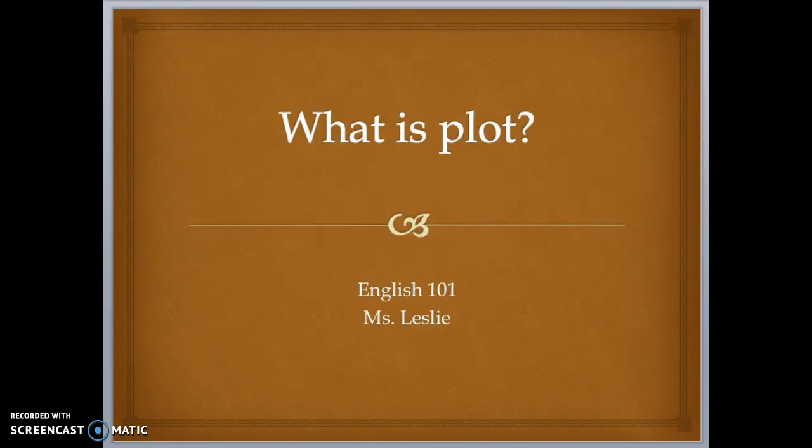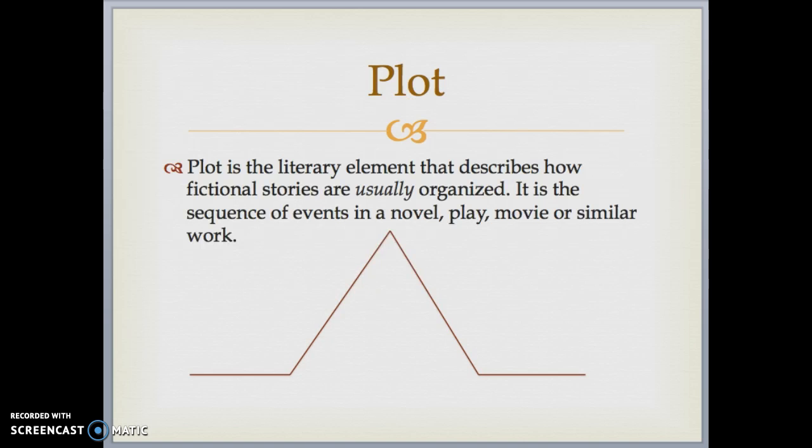This week we will be learning about what is plot. What is plot, you ask? Plot is the literary element that describes how fictional stories are usually organized. It is the sequence of events in a novel, play, movie, or similar work that you may either see or read.